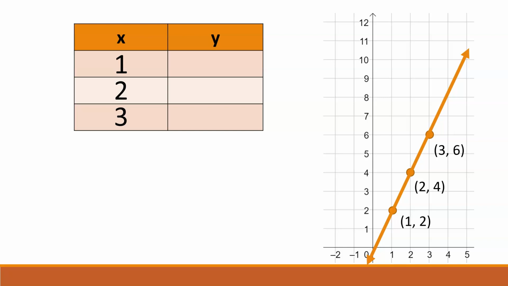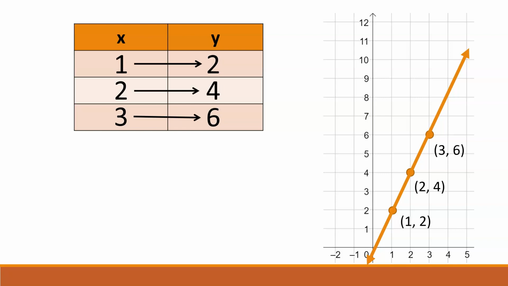So let's see, when x was 1, y was 2. When x was 2, y was 4. When x was 3, y was 6. Okay, great. We've got the graph, we've got the table, now we need the equation. And to find the equation, we'll look for some patterns to see how do we go from an input to an output in our table. In other words, what do we do to 1 to turn it into 2? What do we do to 2 to turn it into 4? And what do we do to 3 to turn it into 6?